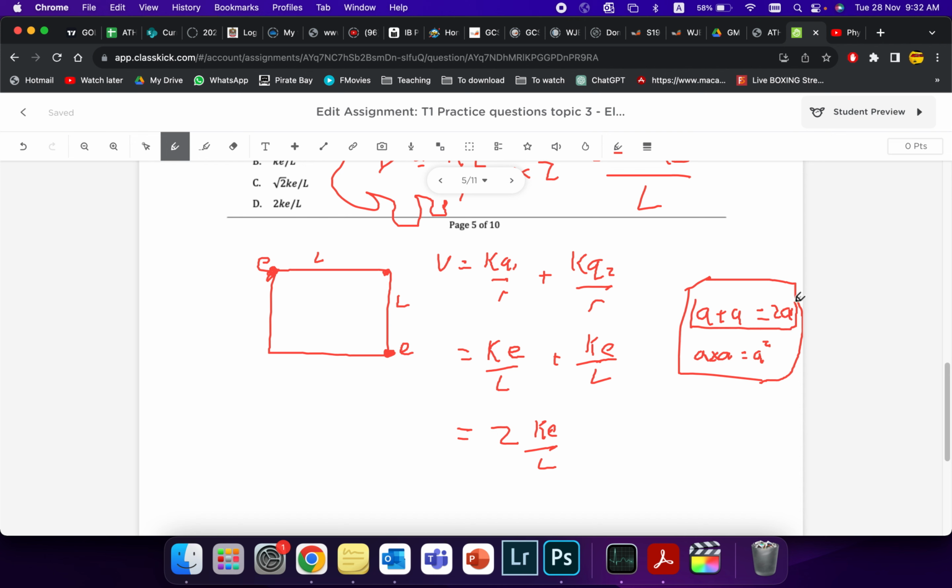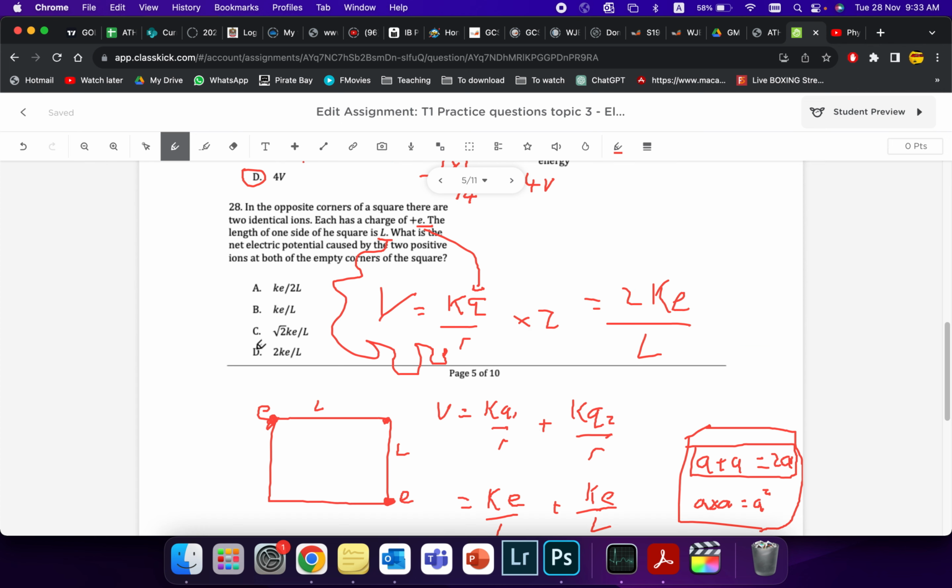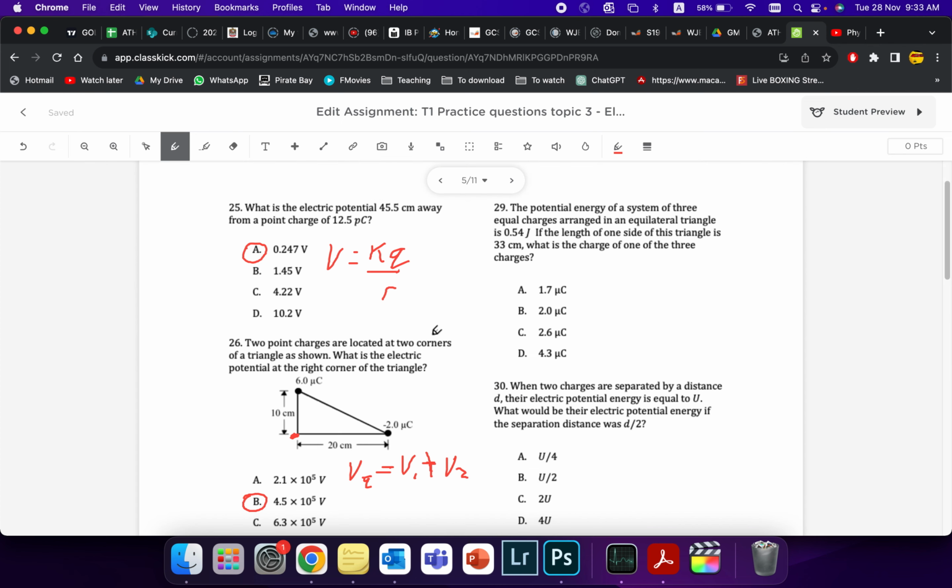Basically using this rule over here, I have 2 of these. So that means 2KE over L, D, would be my answer. That's the way to get this one. All right, almost done with this. This is my longest video yet.